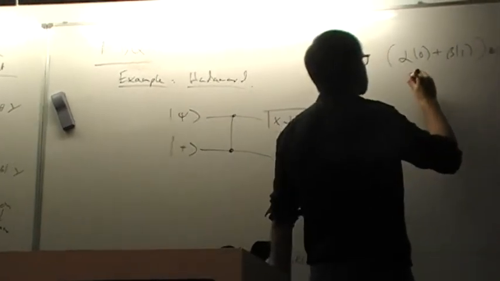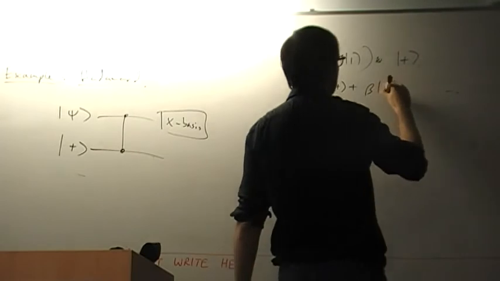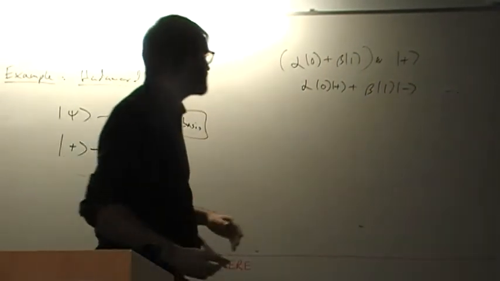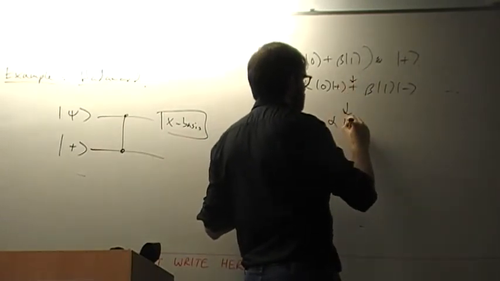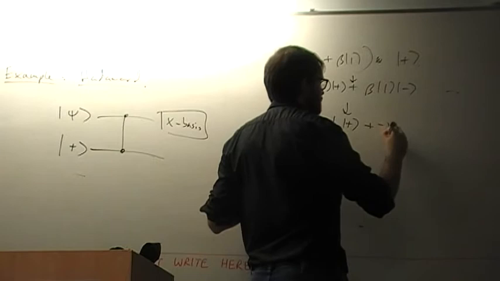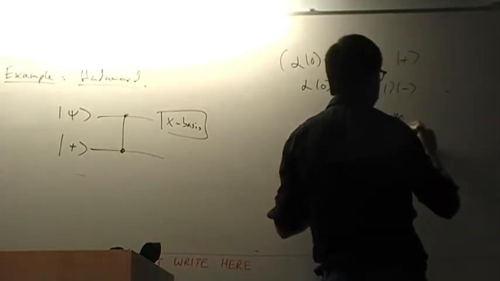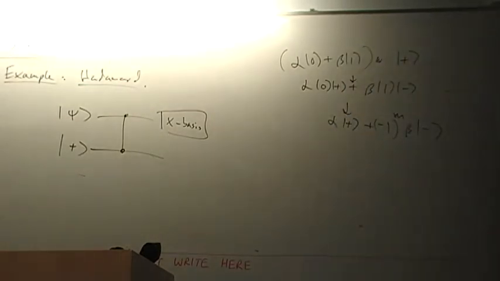After the CZ gate, we've got alpha 0 plus beta 1 minus. And then after the measurement, we have alpha plus minus 1 to the m beta minus, where m is a bit that's labeling the outcome of the measurement. So these two possibilities just differ by a phase.